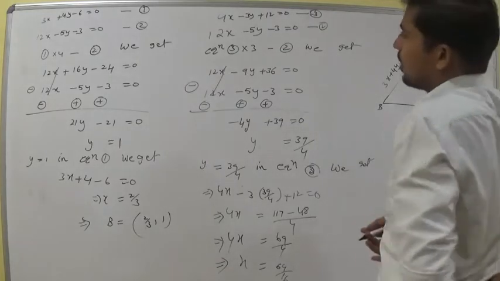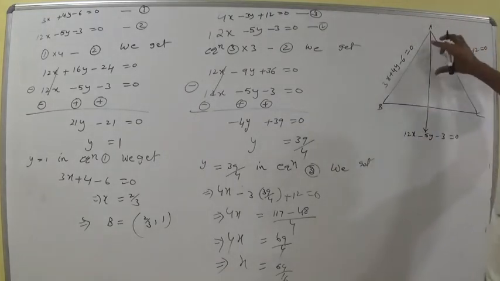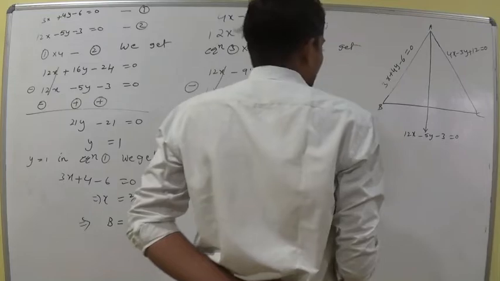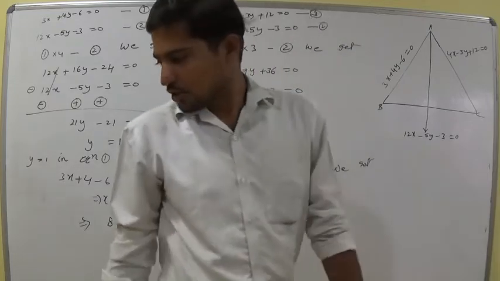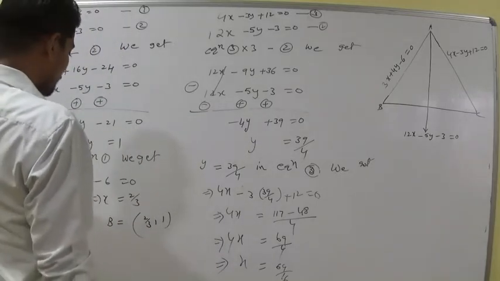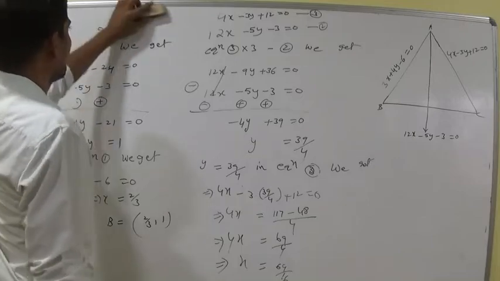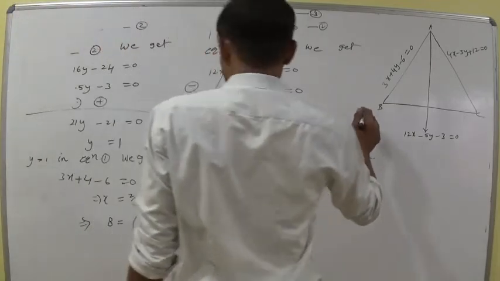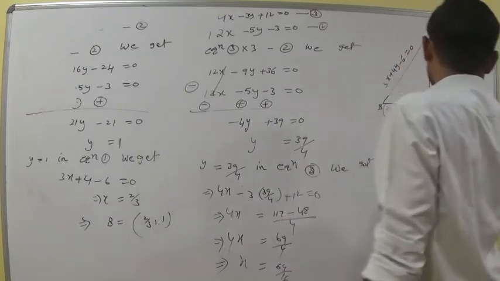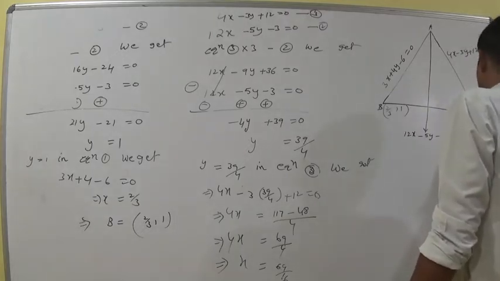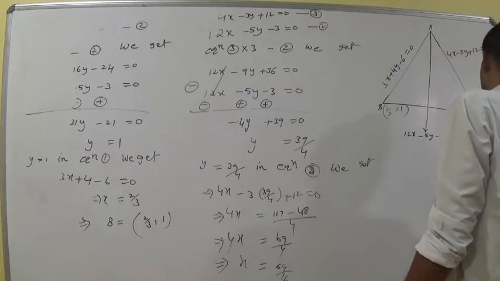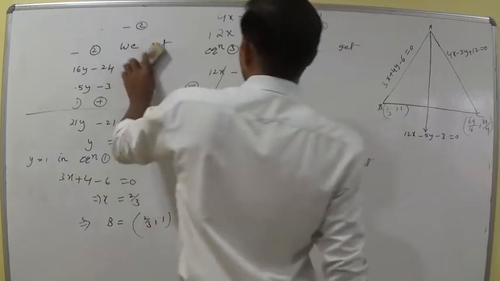Next, I have to find the angle bisector equation of AB and AC. So we have the formula for the angle bisector of the pair of lines. Let us write the coordinates here: 2 by 3 comma 1 and 69 by 16 comma 39 by 4. These are the coordinates of B and C.